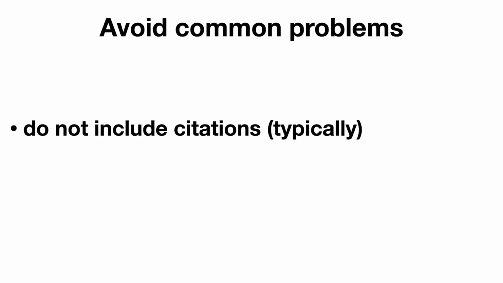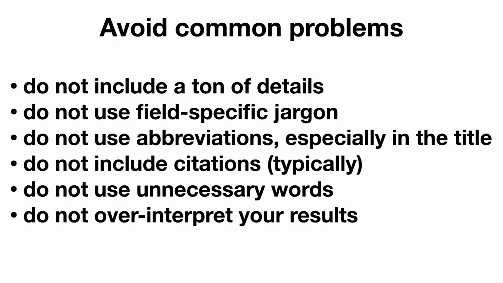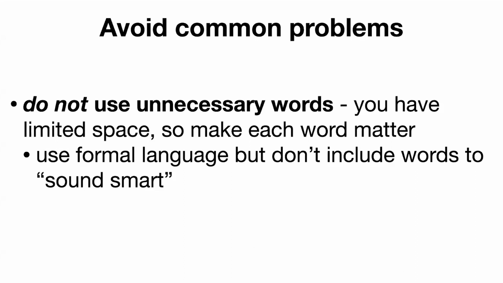Okay, so typically you don't include citations in the abstract. There are some exceptions, such as if you're specifically building upon a previous work. But typically you don't want to include citations in the abstract. You also do not want to use any unnecessary words. You have really limited space and you want to make sure each word matters. You want to make sure you're using formal language.